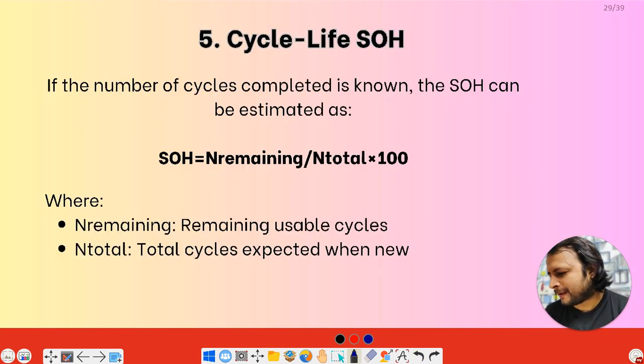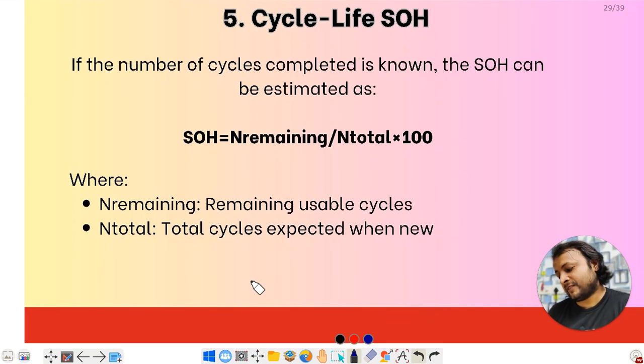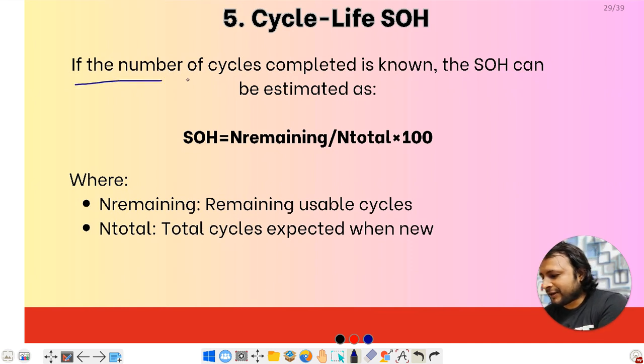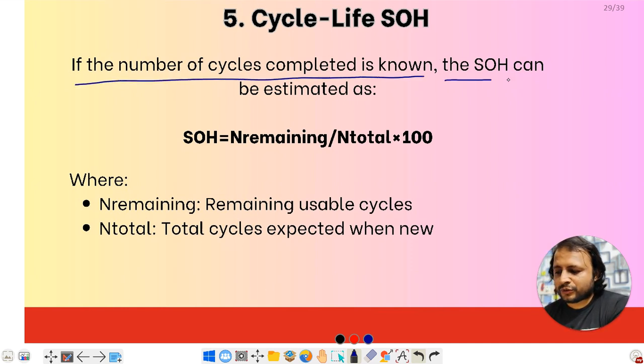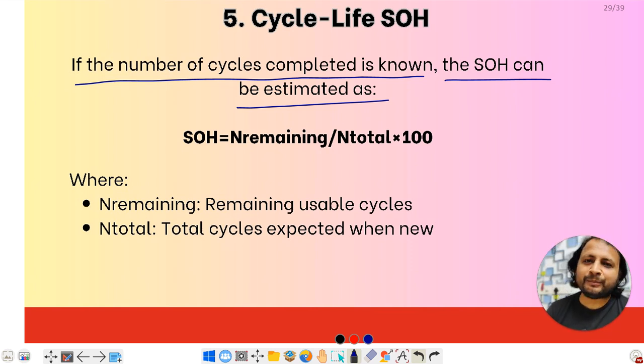Let's move ahead. Cycle life SOH. If the number of cycles completed is known, the SOH can be estimated. How is it? SOH is N remaining divided by N total multiplied by 100.